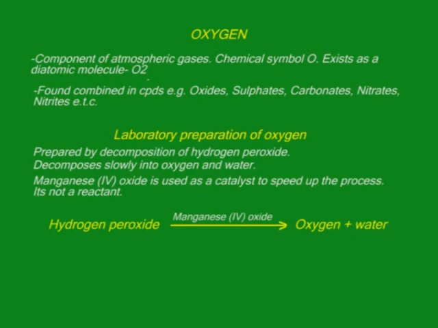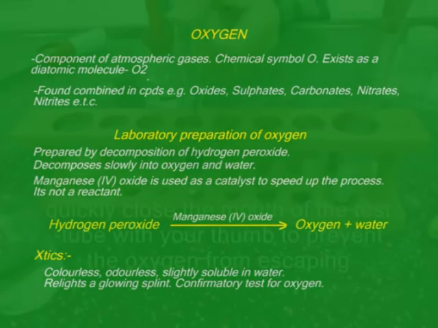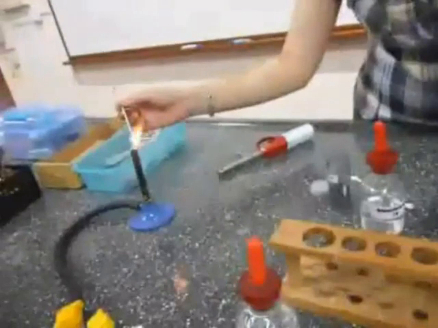Now, the equation for that reaction can be shown here. Hydrogen peroxide decomposing under the catalyst of manganese(IV) oxide to form oxygen and water. The confirmatory test for the presence of oxygen is that oxygen relights or rekindles a glowing splint. You can take a look at what the lady is doing on your screen.